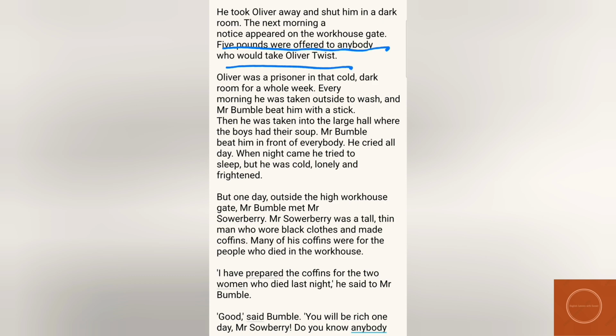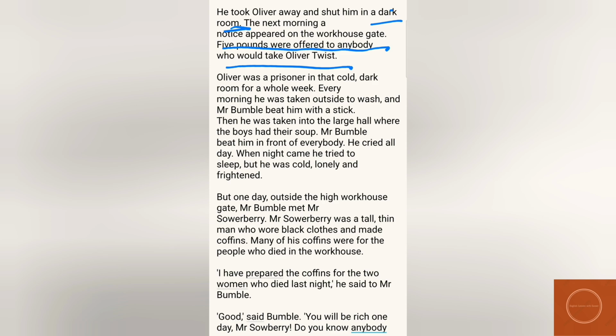Wow, see the twist in the story. Now, what Mr. Bumble did was that he took Oliver Twist, he isolated Oliver from all other boys and he just shut him in a dark room. He was just a 9-year-old boy. Now, when a 9-year-old boy would be shut in a dark room, obviously he would be very much scared, and this is the normal condition of a 9-year-old.